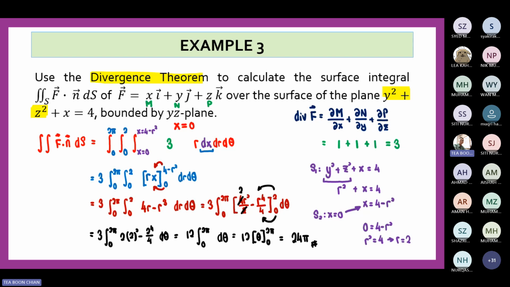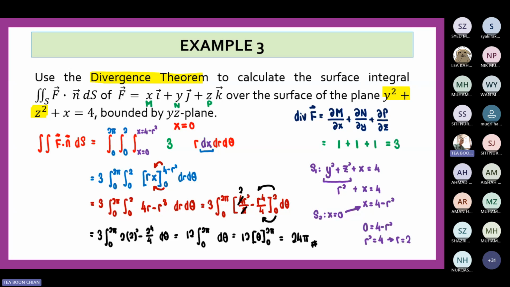pi. Now again, you will notice that some of the computational steps I omit and I simplify here. As usual, I assume all of you actually already know what happened here. So simply substitute upper and lower limit. You should be able to get the correct integral computation in the end.